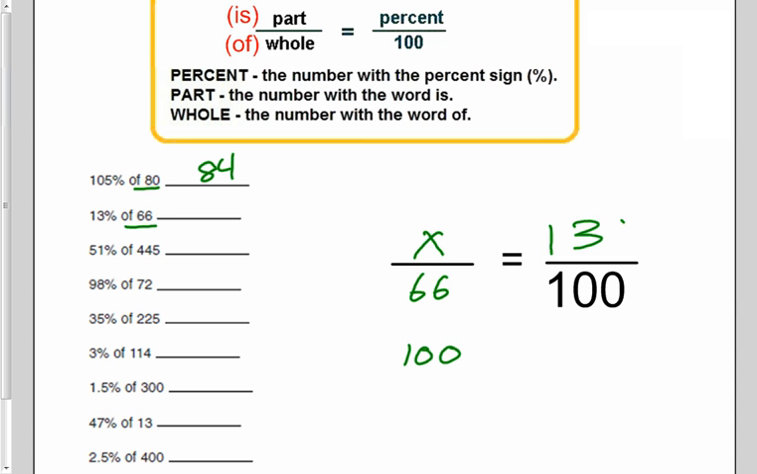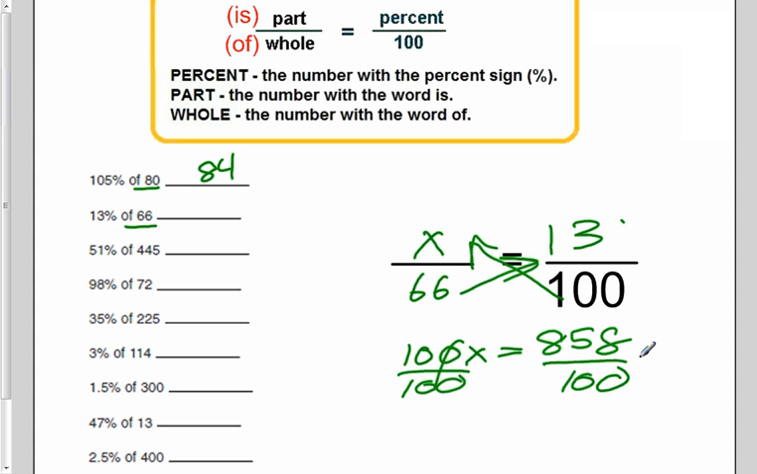And so we have 100x, 100 times x is going to be equal to 66 times 13, which I will do on my calculator. And I get 858. Again, we're just going to divide by 100 on both sides, and I will get 8.58.